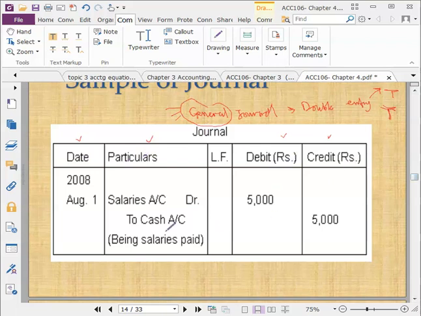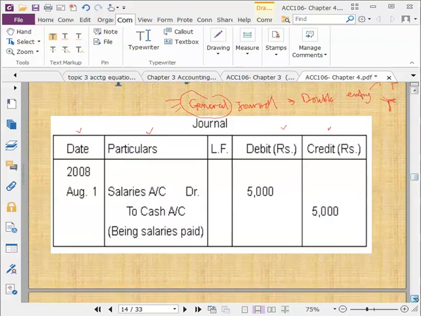Last sekali tambahkan kita akan cakap, okay, being salary paid. Sebab apa contoh dia? Debit salary maksudnya expenses lah, 5,000. Okay, and then credit cash 5,000.